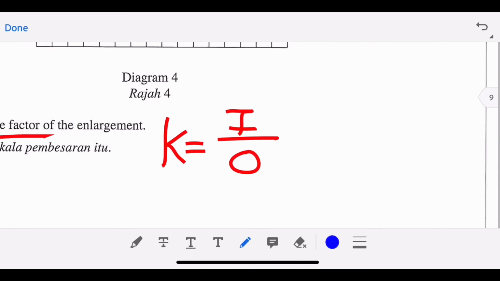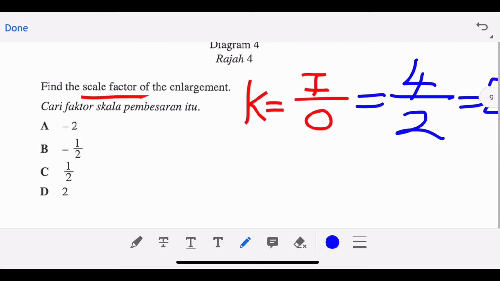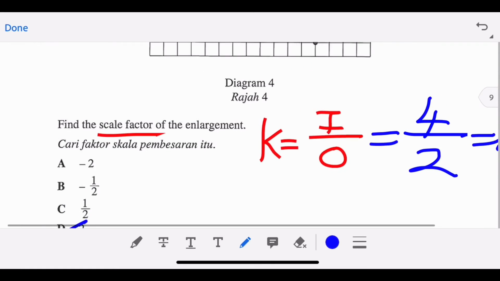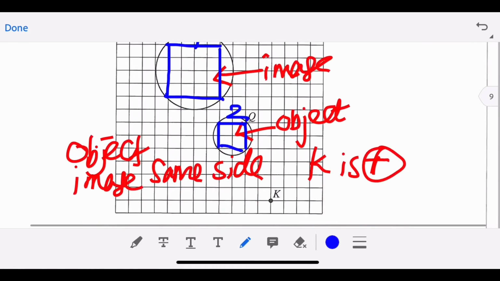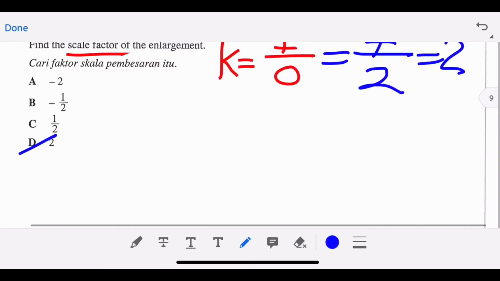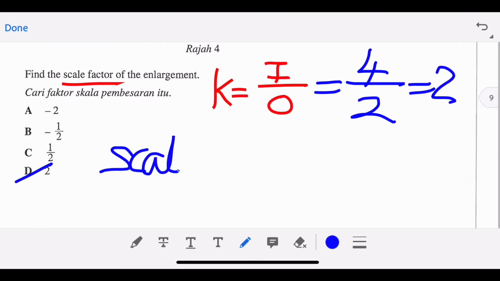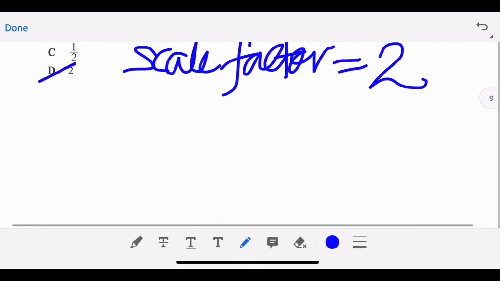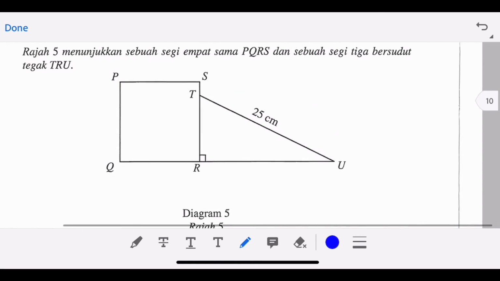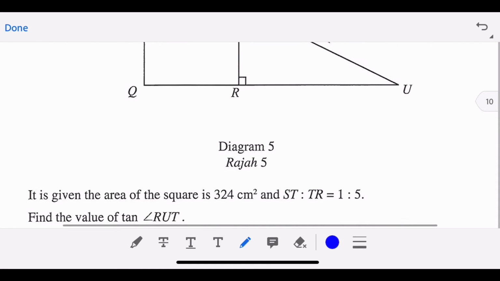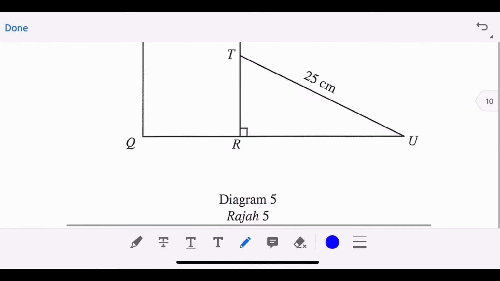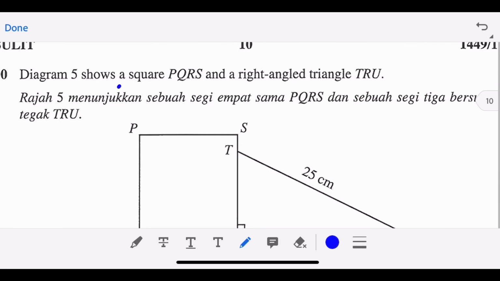So I will take the formula for scale factor, which is length of image over length of object. So I will take the side of the image, which is 4, divided by 2, the corresponding side for the object. So then the scale factor is 2, and it is positive because the object and image are actually in the same direction with respect to the center of enlargement. Unless they are opposite to each other from the center of enlargement, then it will be negative.